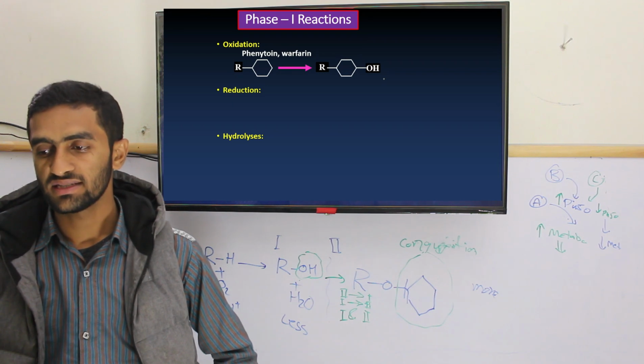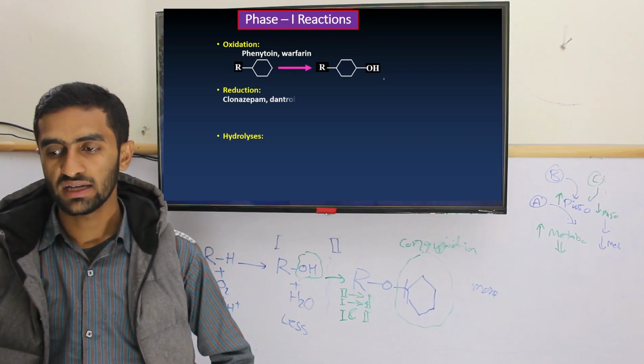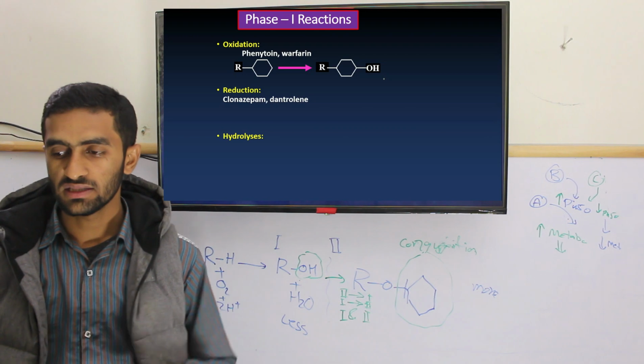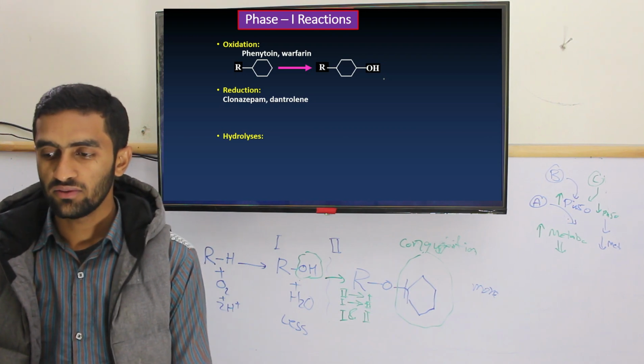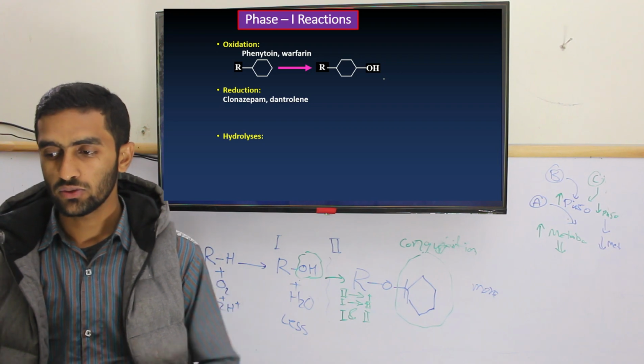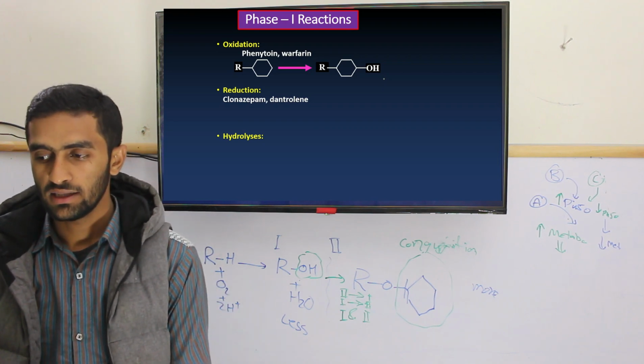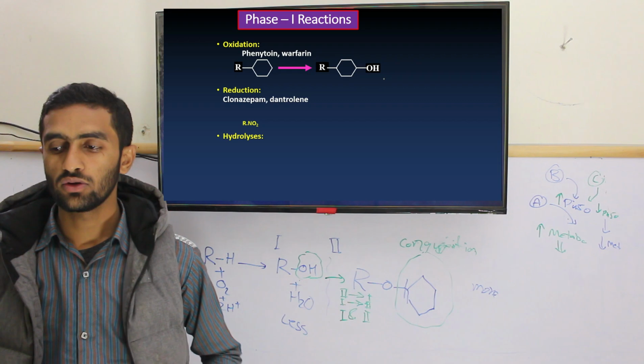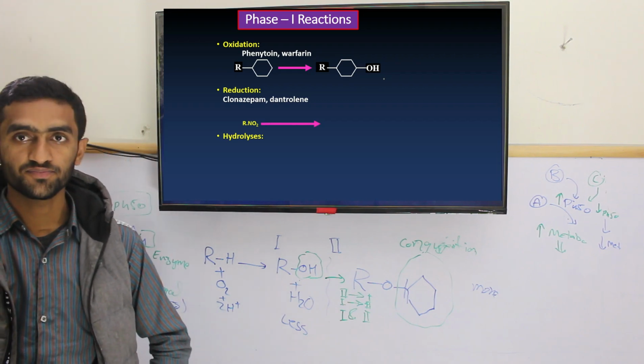Hydrolysis: procaine and succinylcholine are important here. Hydrolysis simply means you add a water molecule, and what will happen? This molecule will break into two pieces, RCOOH and ROH. Two molecules have been given.